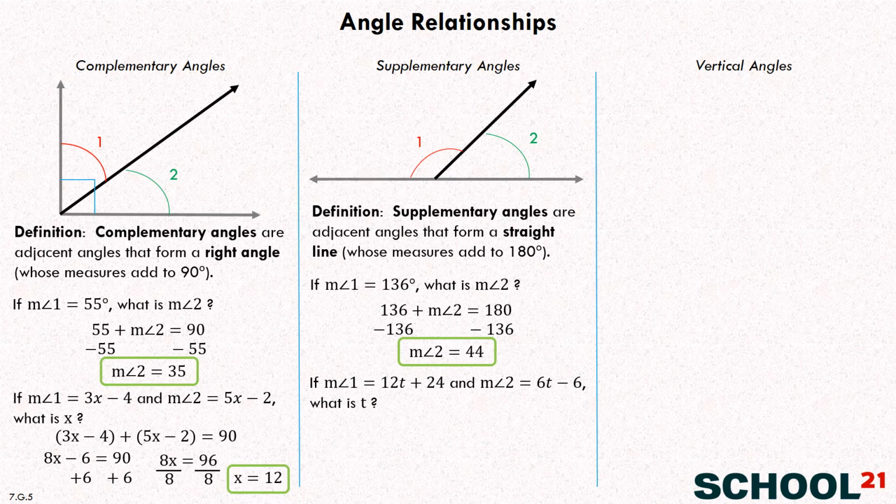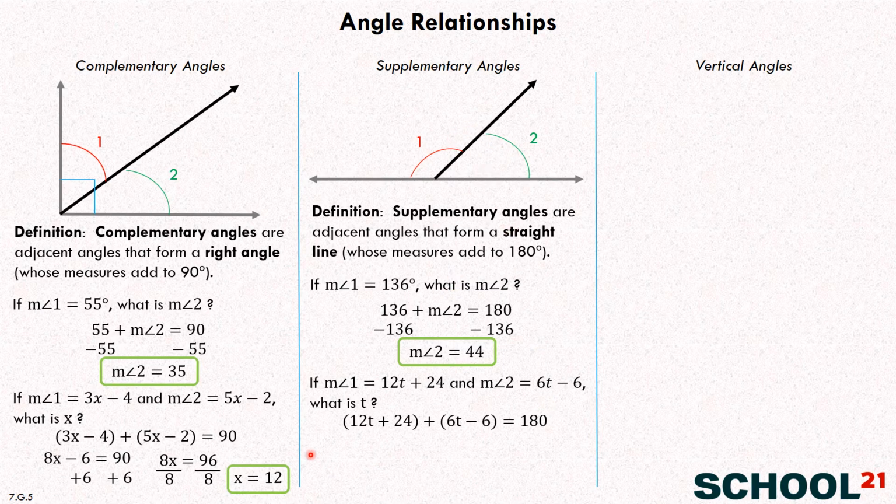And then you can do other ones, kind of a similar example here. If measure of angle 1 equals 12t plus 24 and measure of angle 2 equals 6t minus 6, what is t? Well, how would you set this up? That's right, you do kind of like you did over on this side, but instead of it equaling 90, it would equal 180. So here we've taken what measure of angle 1 equals, 12t plus 24, added it to measure of angle 2, 6t minus 6, and those have to add to 180 because they're supplementary angles.